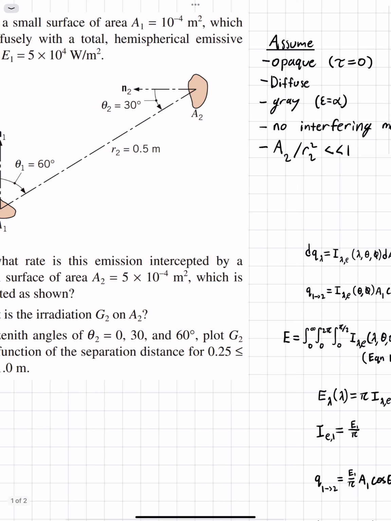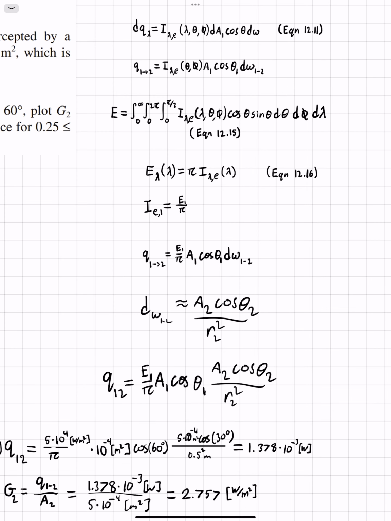If you look at equation 12.15, we can see the fully expanded integration there, but we don't actually need to do anything with that because we know from equation 12.16 that E of lambda is equal to pi I of lambda. So we can rearrange this and see that I is equal to E1 over pi. You just plug this back into the previous equation before that full integral, and you get that Q1 to 2 is equal to E1 over pi A1 cosine theta 1 d omega.